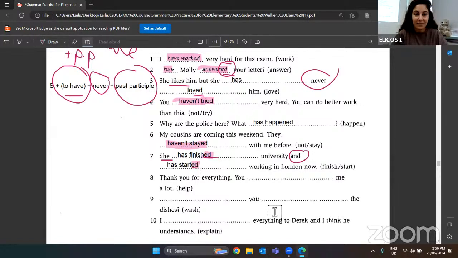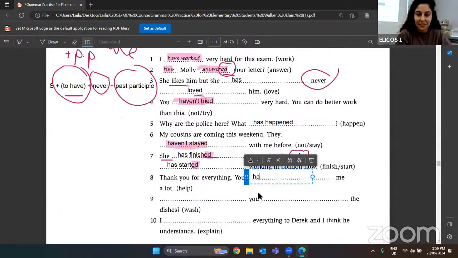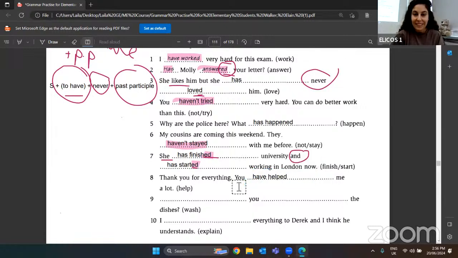Number 8. Thank you for everything. You have helped me a lot. Yes, you have helped. Subject, verb to have, past participle. This is called the present perfect. You have helped me a lot.